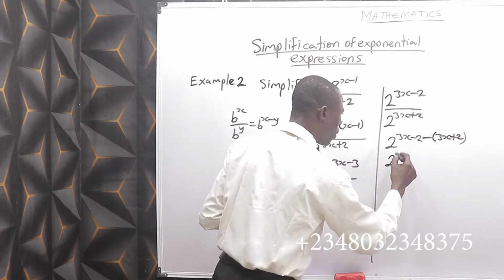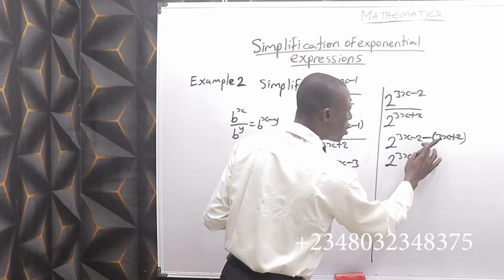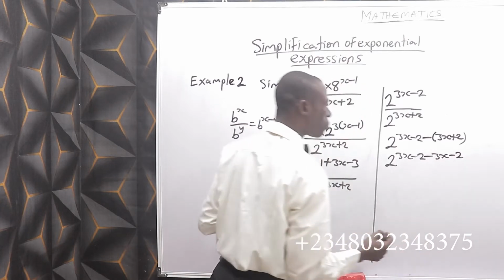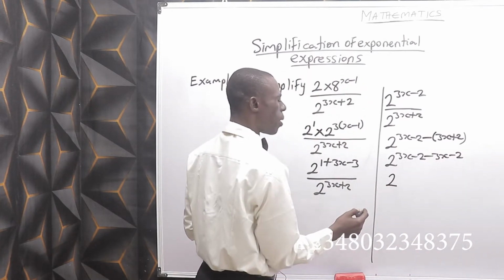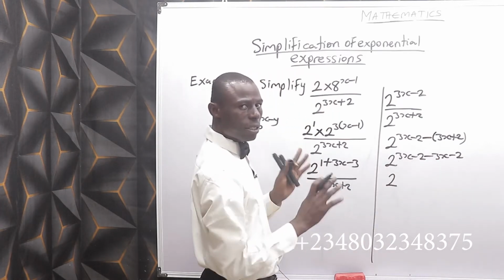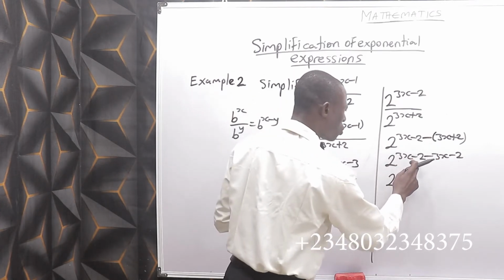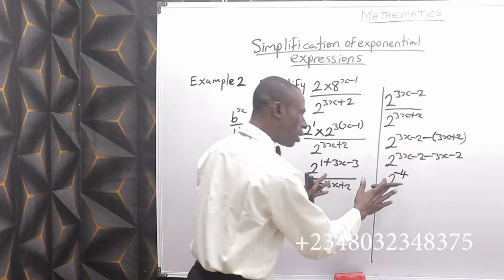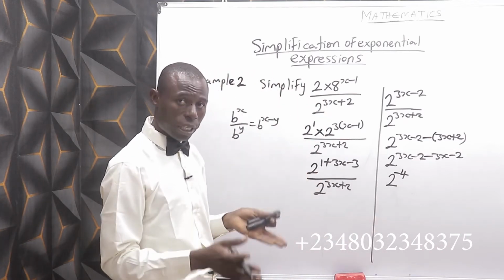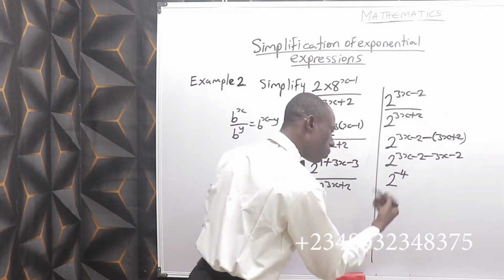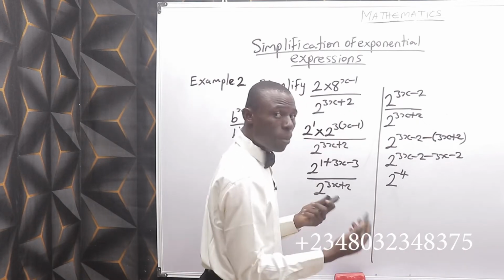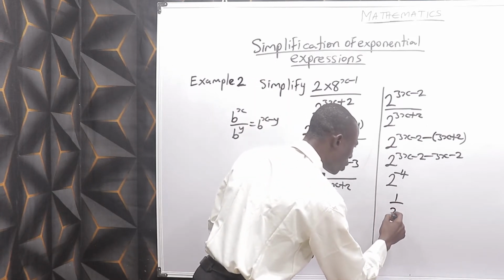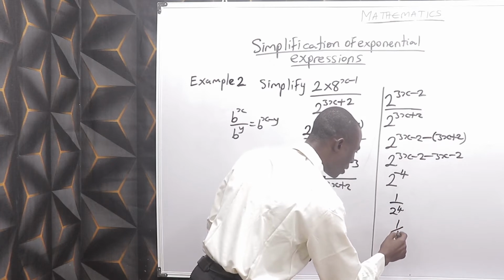So this is 2 raised to power 3x minus 2. Use the minus here to open the bracket. That gives minus 3x minus 2. 2 raised to power 3x minus 3x gives 0. Minus 2 minus 2, that is minus 4. This could be your answer if it is in theory. But in objective, you may not see it like this, so you check the options very well. It may be 1 over 2 raised to power 4, which is 1 over 16.